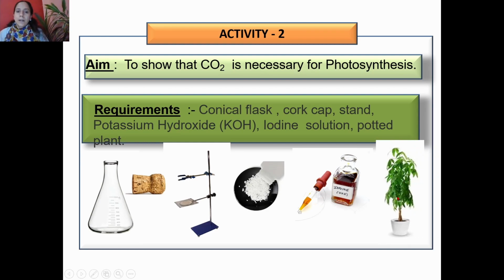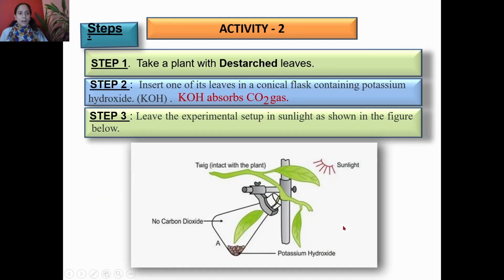So this is our requirement if we want to prove that CO2 is necessary for photosynthesis. Let's have a look at the steps also. Take a plant with de-starched leaves. Now my viewers know what is the meaning of de-starch.